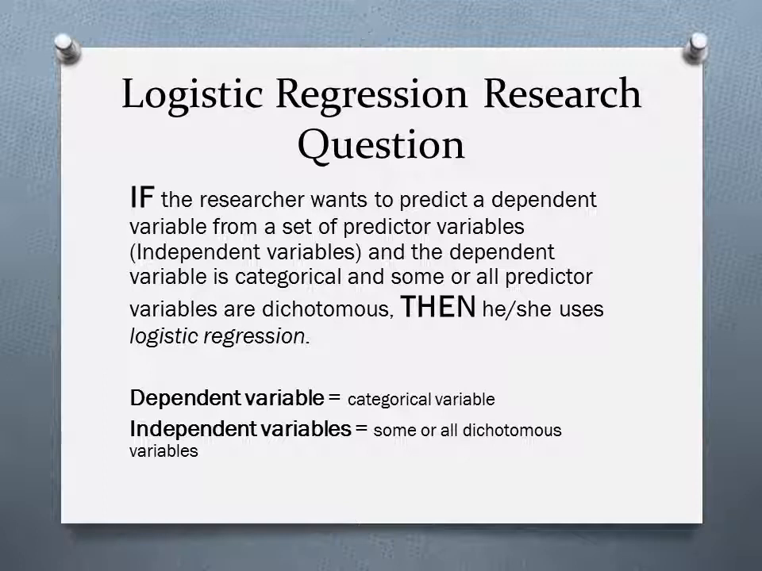We will now look at logistic regression research questions. If the researcher wants to predict a dependent variable from a set of predictor variables, those are independent variables, and the dependent variable is categorical, and some or all predictor variables are dichotomous, then he or she uses logistic regression. In this case, the dependent variable is categorical, and the independent variables are all or some will be dichotomous variables.